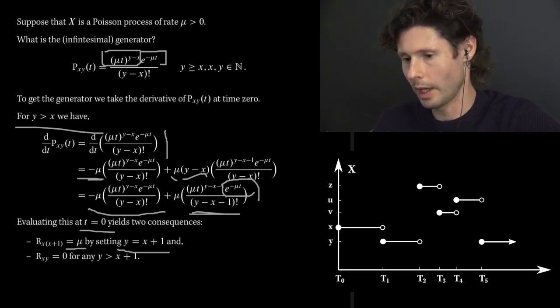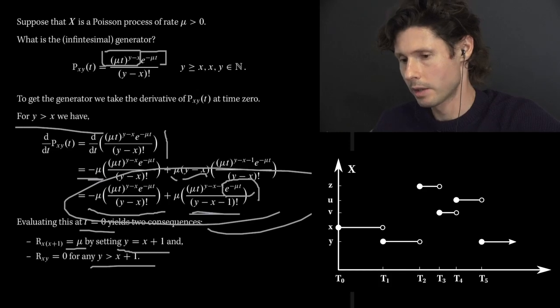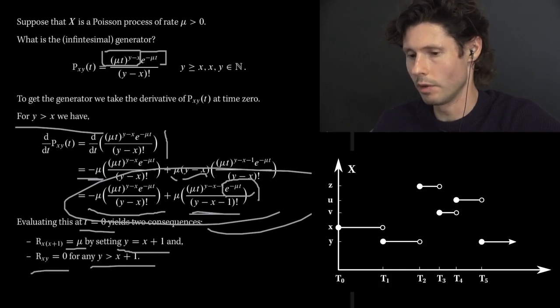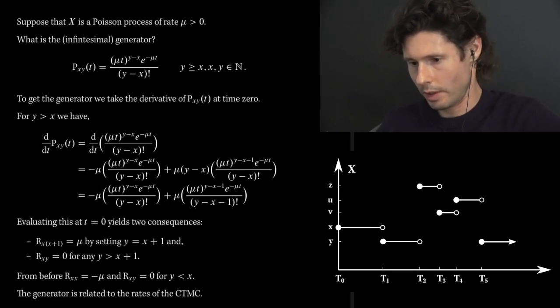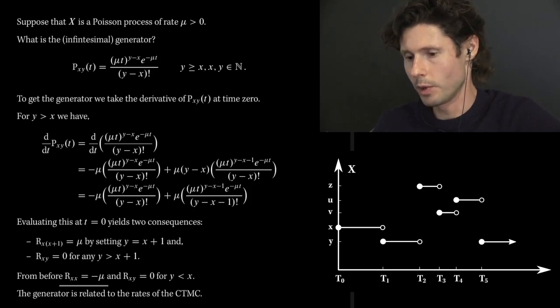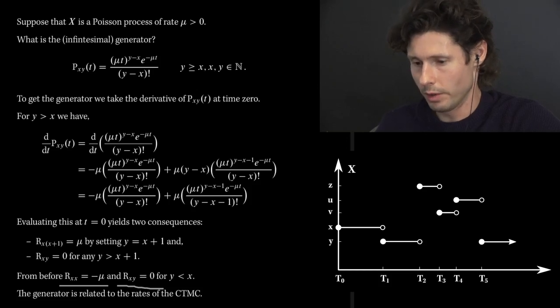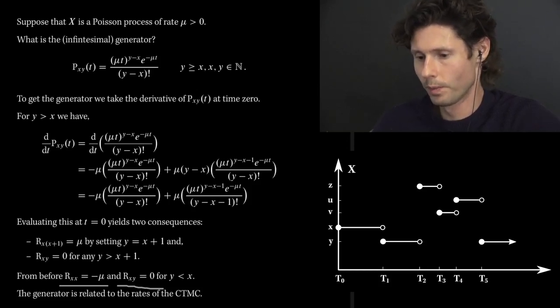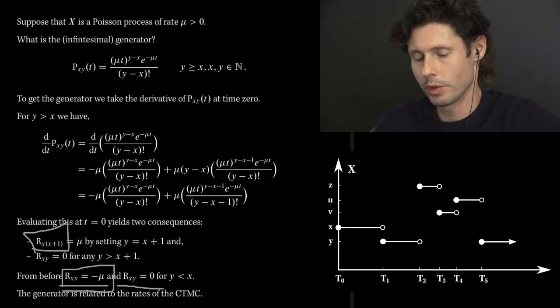And you'll notice that if we had insisted that y is greater than x plus 1, this entire expression would be dependent on t in a polynomial way. So plugging in t equals 0 gives you 0 for the generator. Now we can combine all this with the results that we had earlier. We had rxx is equal to minus mu, and we also had rxy is equal to 0 for all y less than x, and this gives you a full description of the generator. It seems that there are only two values that are non-zero: rxx, which is minus mu, and r from x to x plus 1, which is equal to mu.